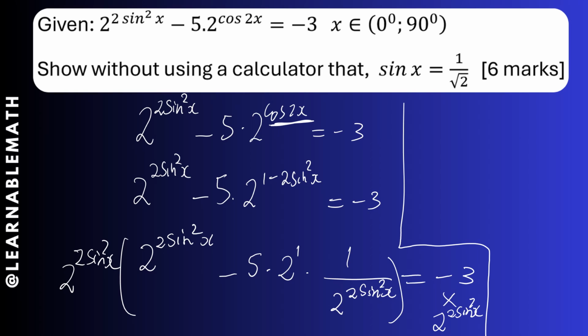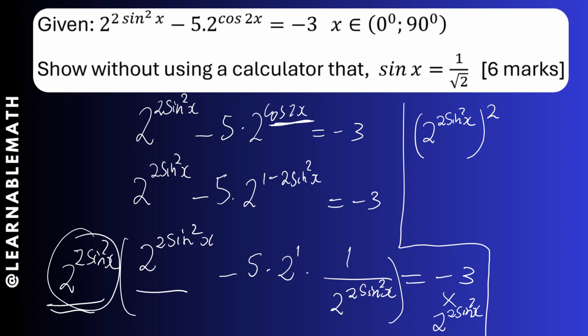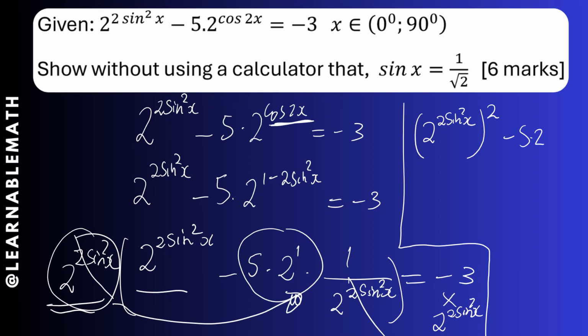Okay, so now this times this, it will be 2 exponent 2 sine squared x, and this is actually squared because it's multiplying that, unless you want to add the like terms, the exponent being 2 sine squared x plus 2 sine squared x. When you multiply this with this term, this and this will cancel. You'll just be left with minus 5 times 2, and minus 5 times 2 is actually 10, so I can write that as minus 10.